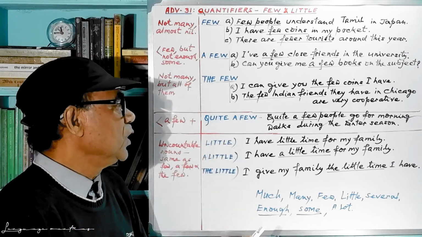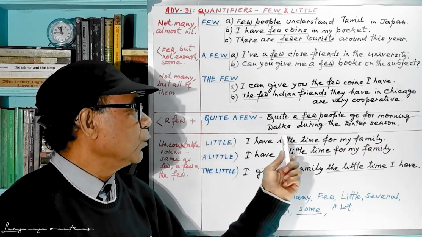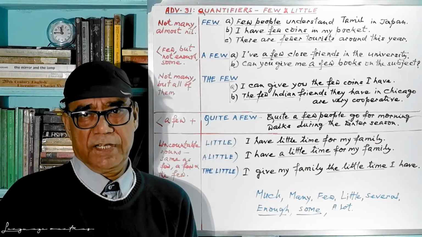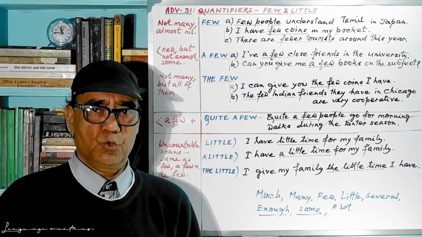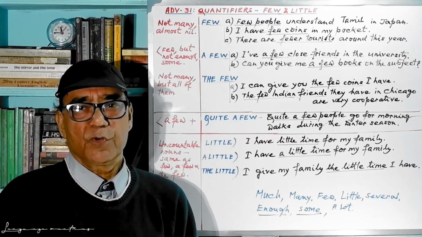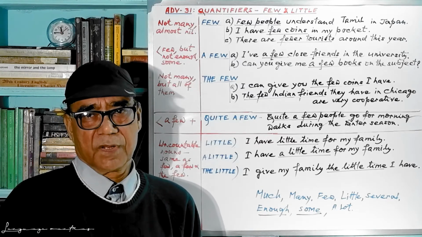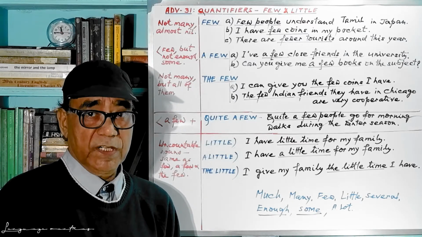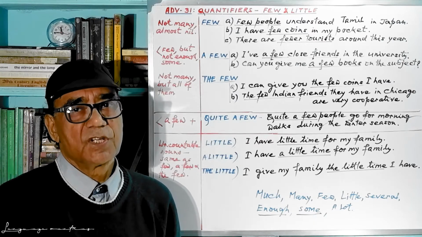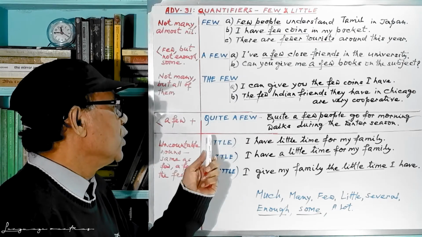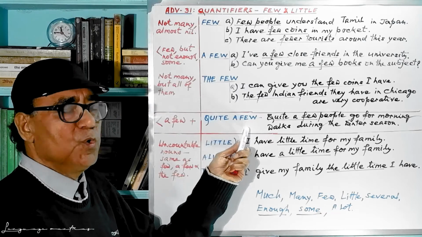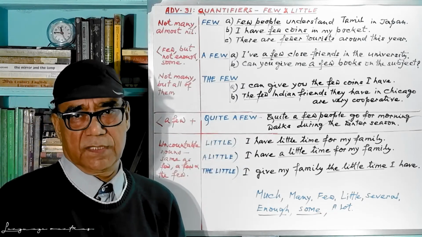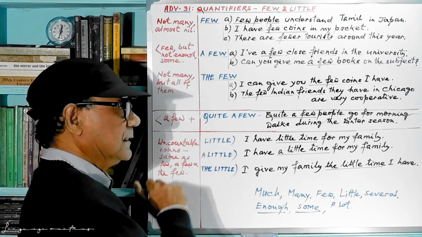Get an example. Quite a few people go for morning walks during the winter season. In India especially, many people, those who are very health conscious, they go for jogging and walking in the morning. We can't say that this is a few. It's quite a few because the number is quite large. In that case, we can change the meaning of a few with the help of quite. So remember this one.